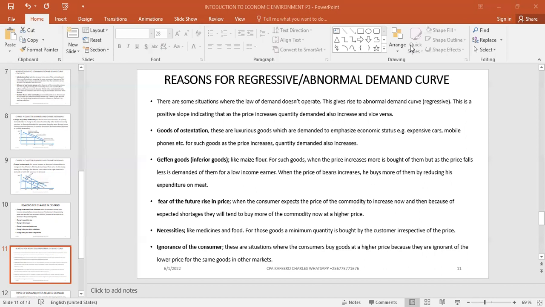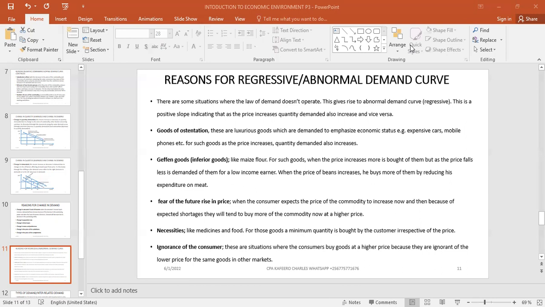The second last, we can talk about necessities. Necessities, those are the essential goods, or the goods that someone cannot live without. You can talk about food, salt, clothing, and others. So even if their price is increasing, people will be buying them. Not because they want to, but it is a must, they have to buy them.